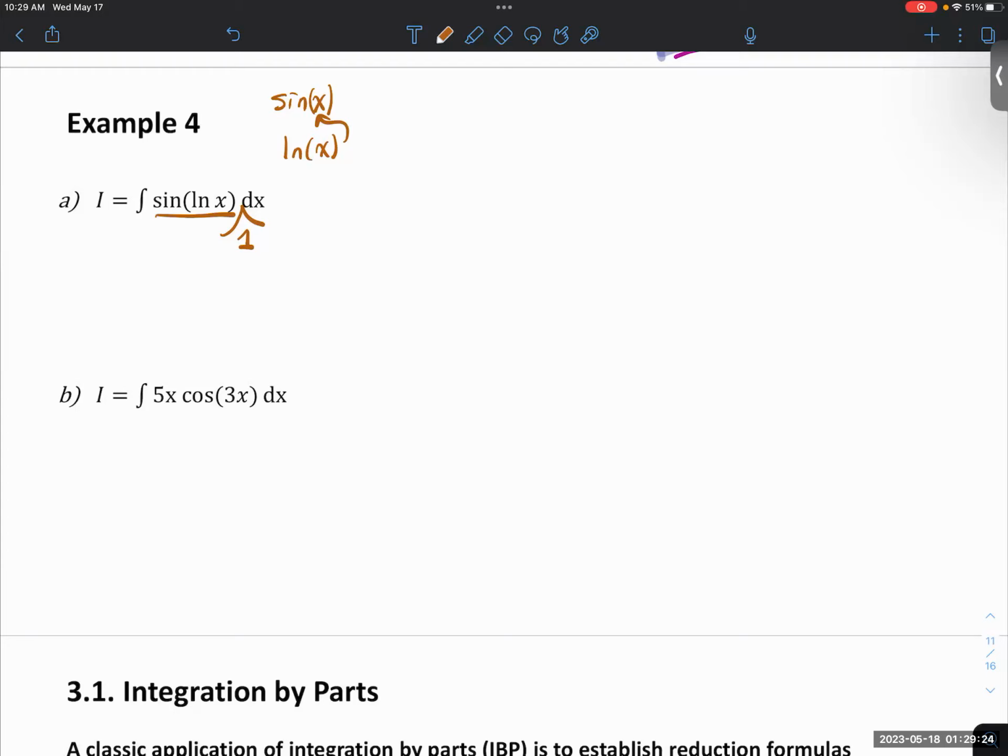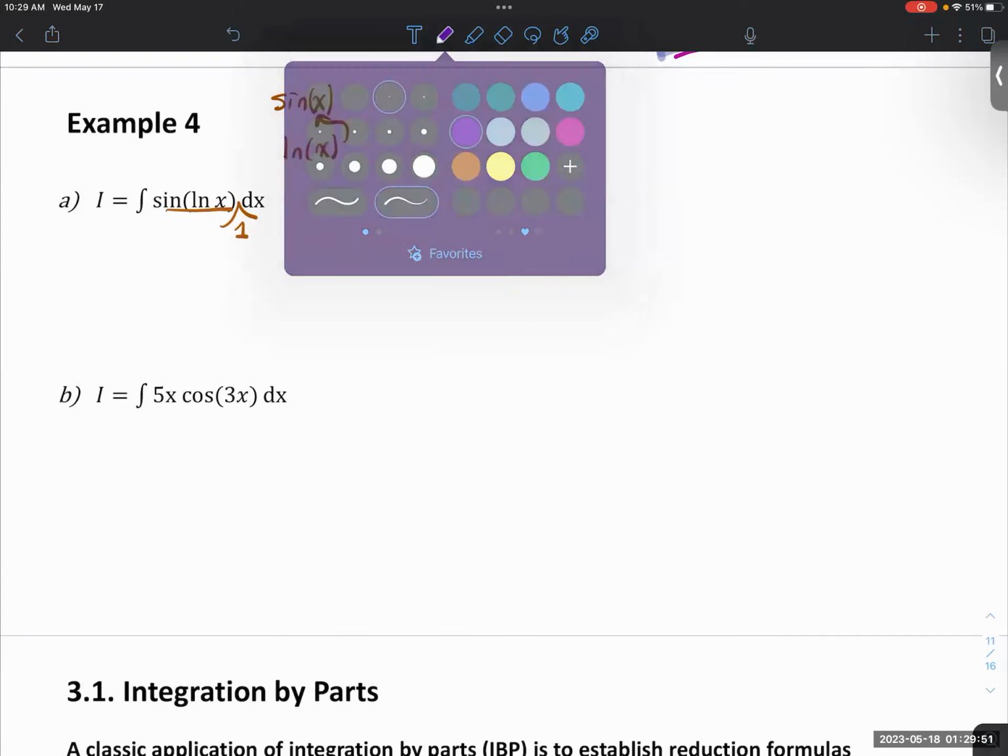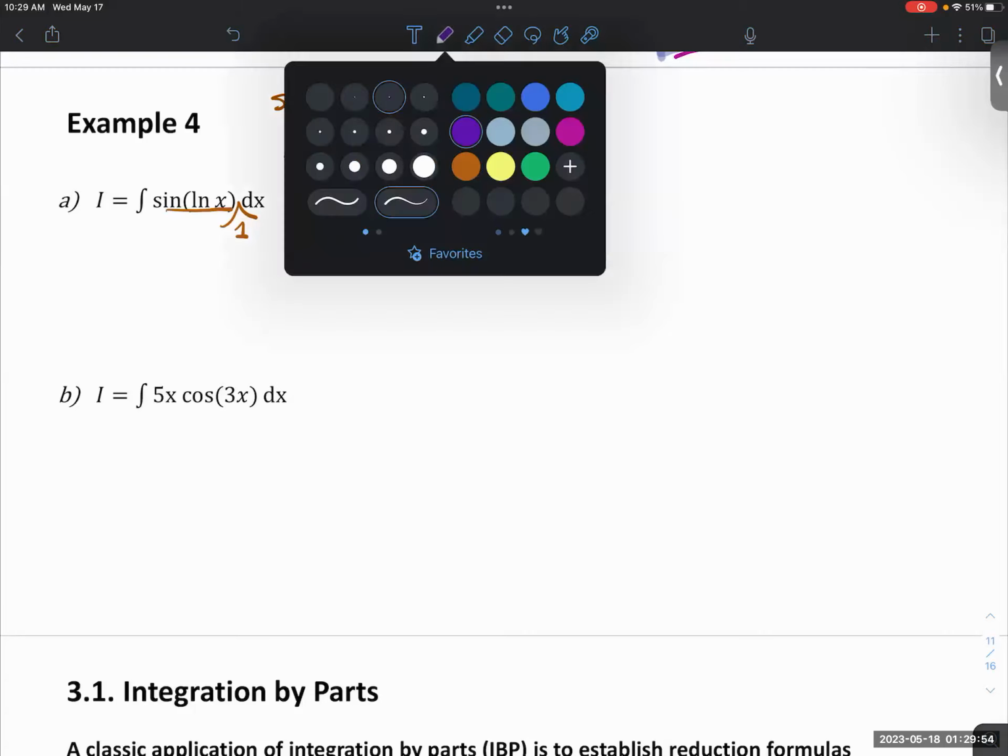Okay, so now you see the structure. Sine ln x, this is one function, and there's a second function, 1. This is a product of two functions, especially with the first function, I see the sub function. So nothing is special. We're going to just keep taking the IBP method. So according to the IBP method, let me just minimize this.